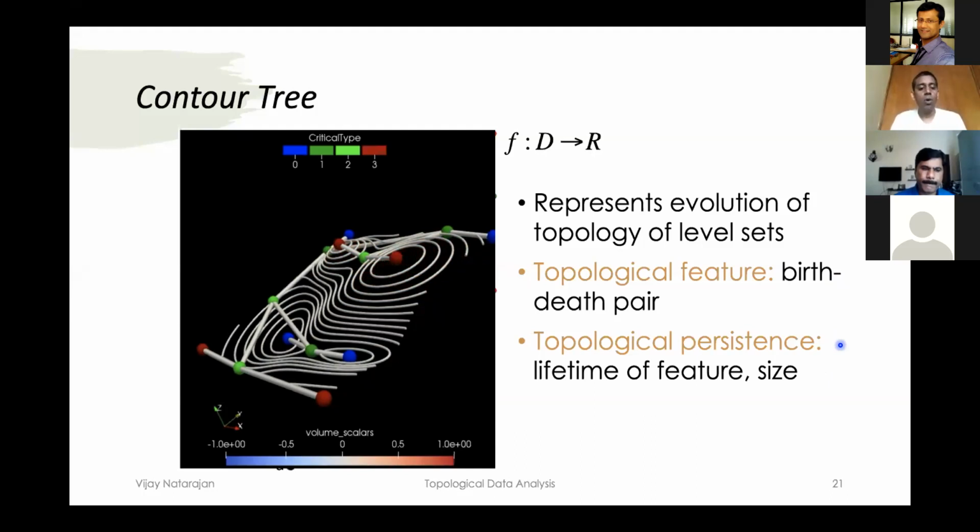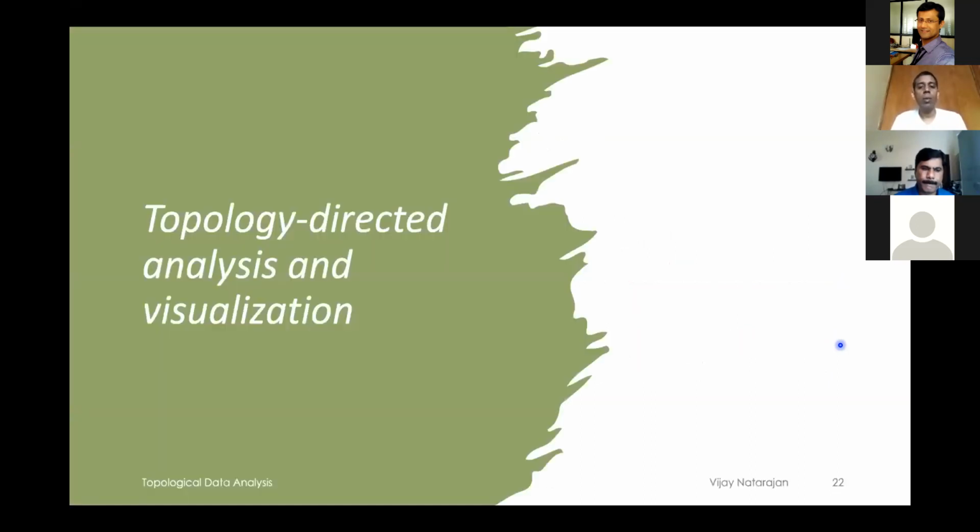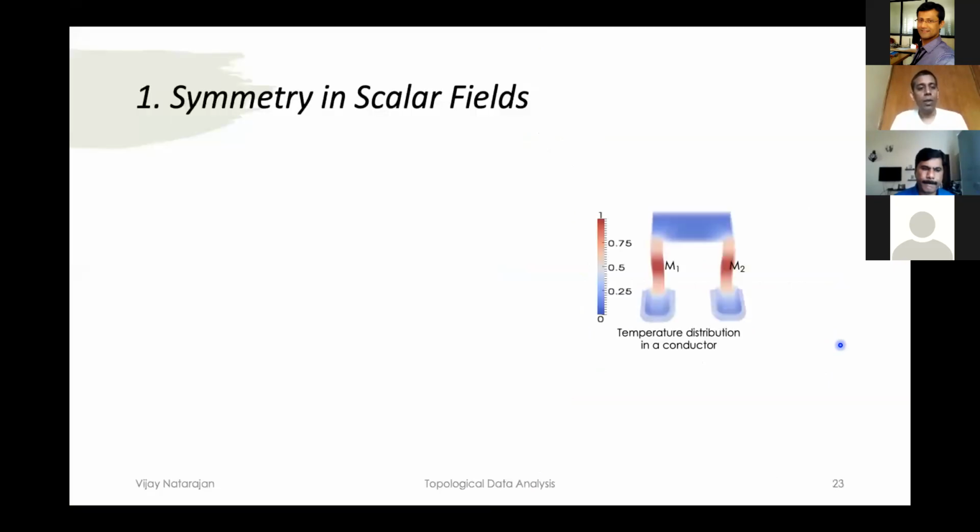So the contour tree is the subject of interest, the topic of interest for us. It has several applications similar to the Morse-Smale complex. So now let's talk about a few applications to end the talk. The first set of applications is in the study of symmetry in scalar fields.